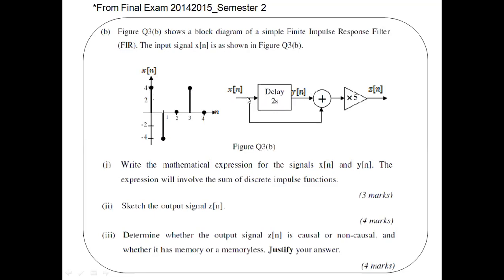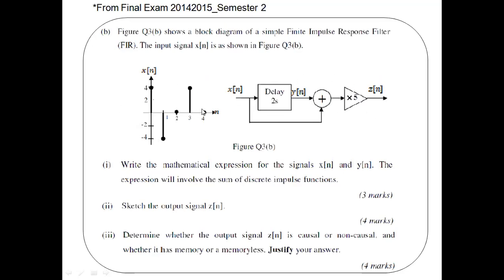The other x[n] is then branched to the adder. Basically, this adder adds y[n] with x[n], and the result of this addition is multiplied by 5, which is the amplifier, and that gives us z[n]. Hopefully you understand the system's flow.